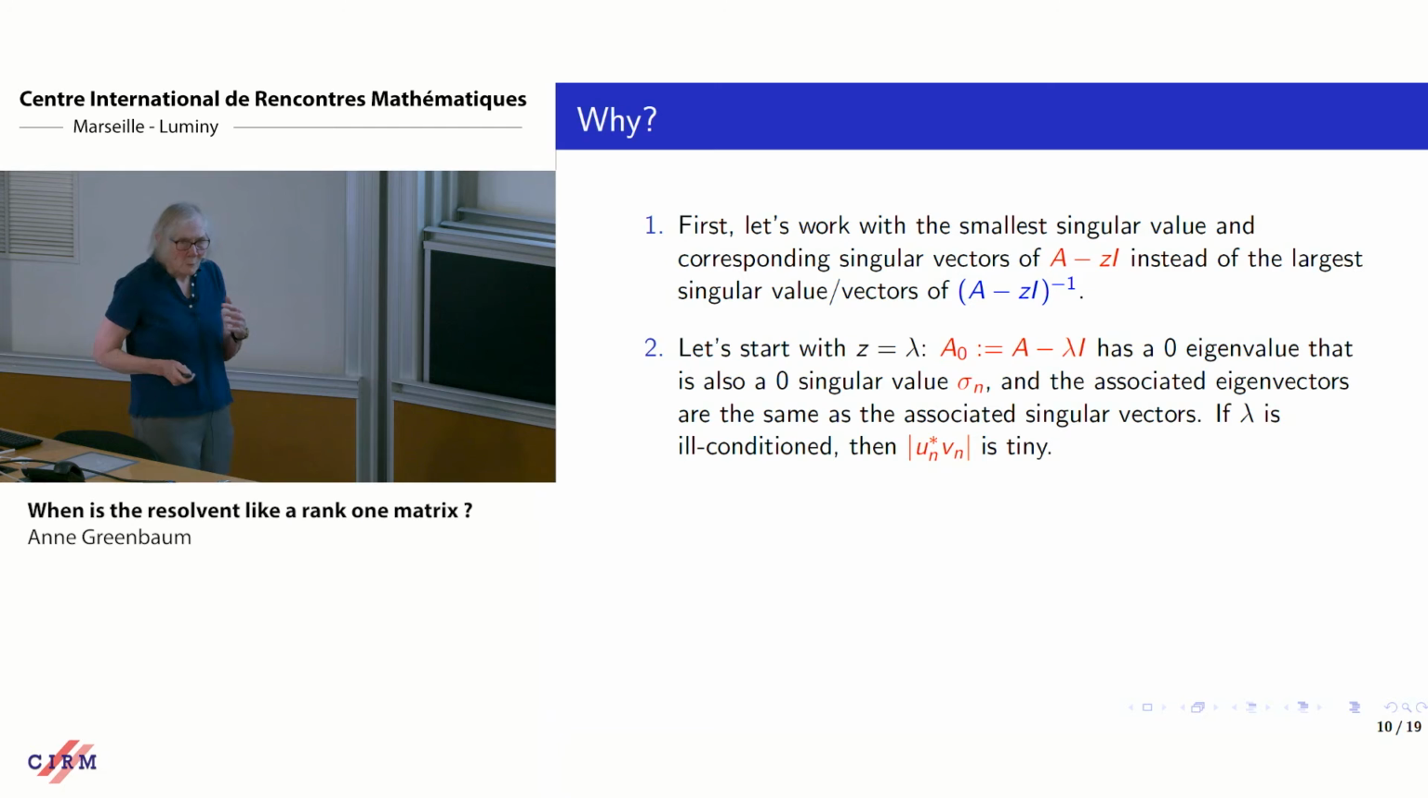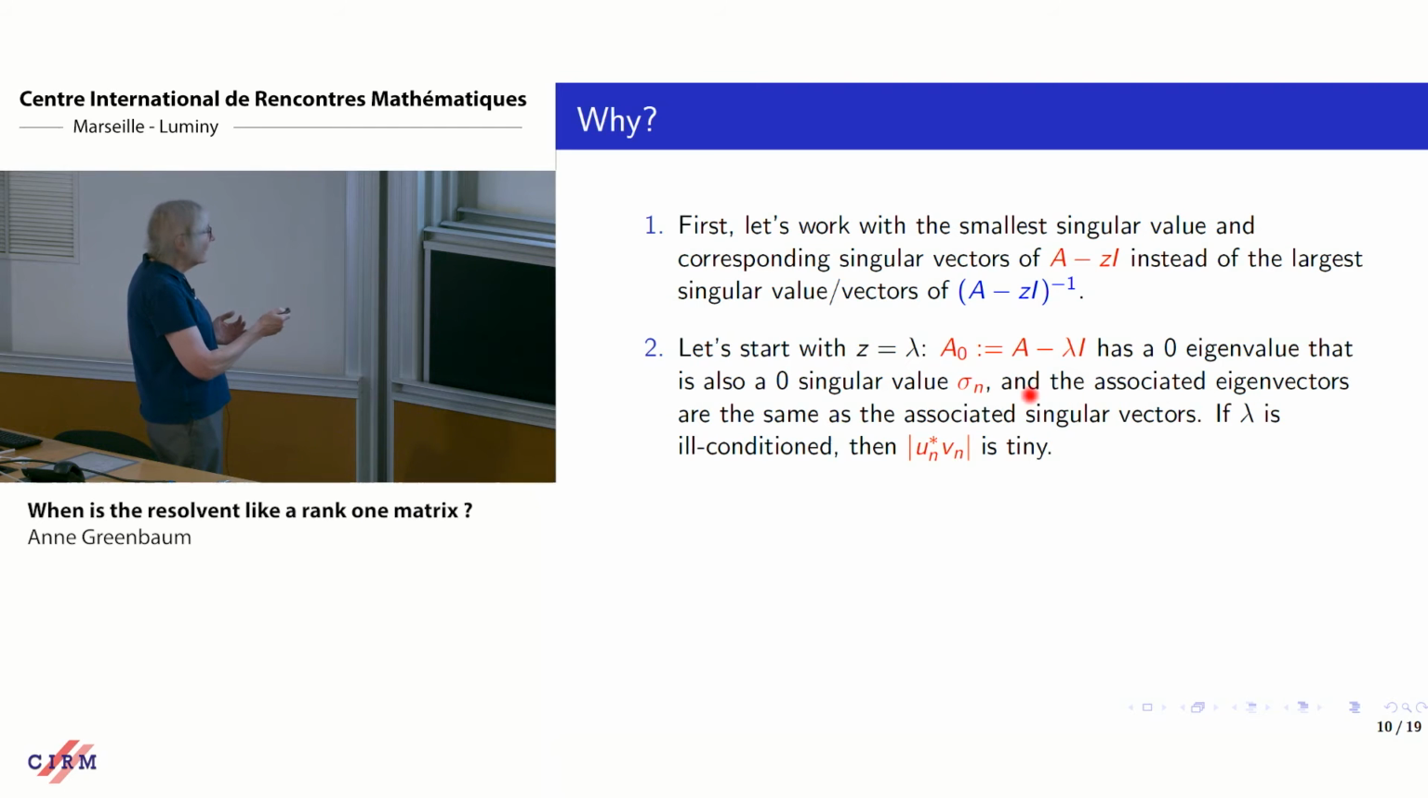Let's start where we know something about these singular vectors. Let's start by taking a simple ill-conditioned eigenvalue lambda, and let's start with A0 equal to A minus lambda I. That has a 0 eigenvalue now, okay? And that's also a 0 singular value of A minus lambda I.